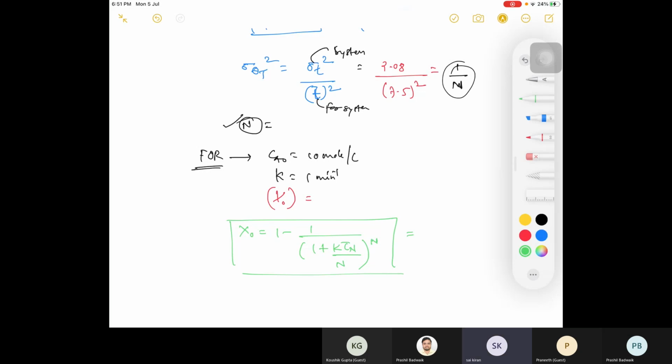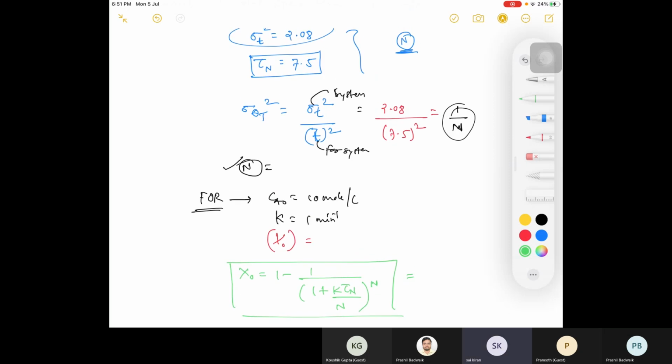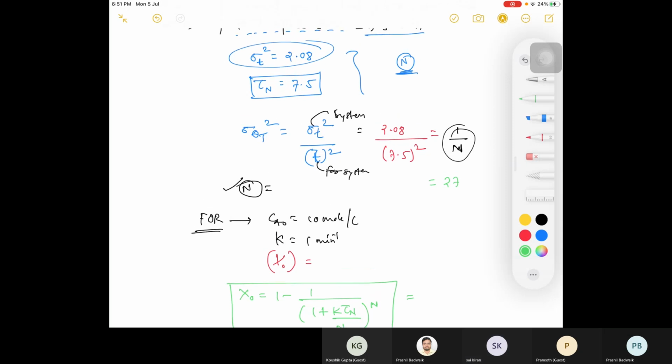Sir, n is nearly what? 27, sir. So your n is 27, and is there any decimal point? 0.043, right? In the exam, I'm just giving you a warning: if there is 0.043, please take that 0.043. Don't merely consider it 27 or 28. You take it as it is.